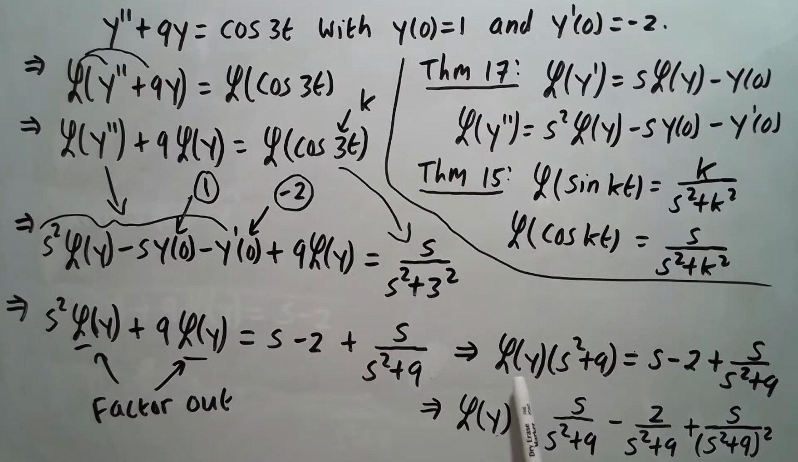Okay, so solving for the Laplace of y, we're dividing everything, or you can think of it as multiplying by 1 over s squared plus 9. So it'd be s over s squared plus 9, minus 2 over s squared plus 9, plus s over s squared plus 9 squared, because it'd be two factors of the s squared plus 9. Okay, so we have this. So the next step will be to take the Laplace inverse to find our answer. But I'm out of space here, so let me erase a few things and we'll keep going.